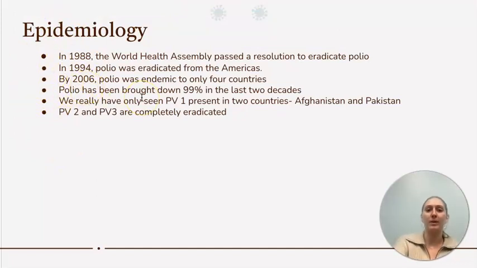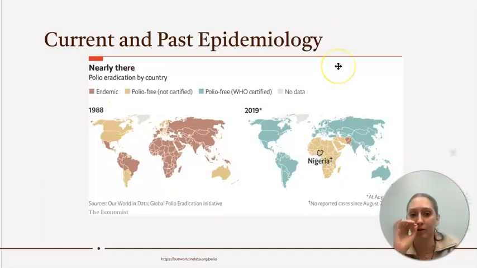But yeah, so a little bit about the epidemiology. PV1 has been endemic, present in 2 countries, Afghanistan and Pakistan, but for the most part, PV2 and PV3 have been completely eradicated. And this has been since 1988. The Americas have been eradicated, and there's also been a resolution to completely eradicate polio, so we're really heading in the direction of total eradication. This is a little bit of the current and past epidemiology, where we were in 1988 when that resolution was first passed, and where we are now.